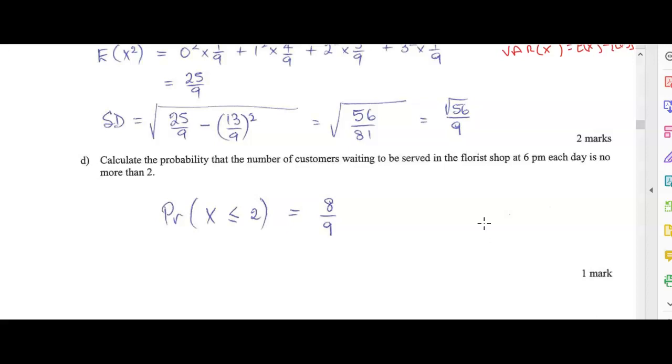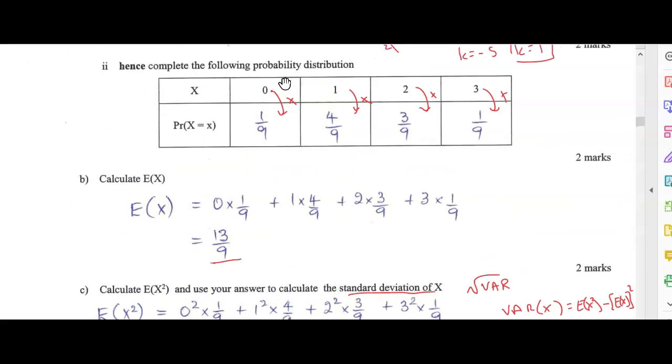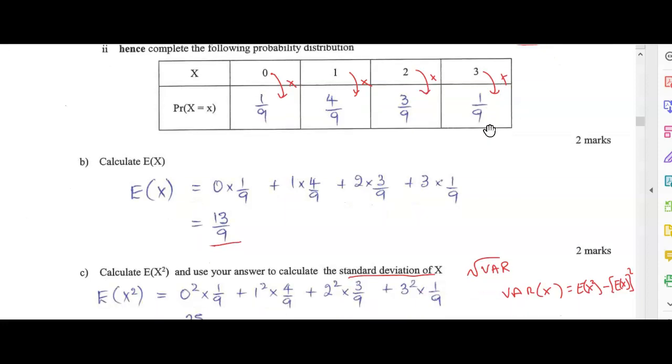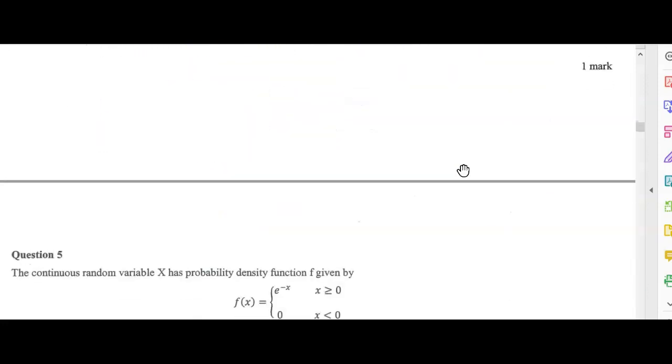All right, calculate the probability that the number of customers waiting to be served in the florist shop at 6 p.m. each day is no more than 2. Sorry, I feel like I just read that incorrectly. All right, so we want the probability that x is less than or equal to 2, so no more than 2. So we want 0, 1, and 2. So if I go back up here, we can add 0, 1, and 2, or you can just do 1 minus what we don't want, which is 1/9, and you can get the 8/9 doing it that way.